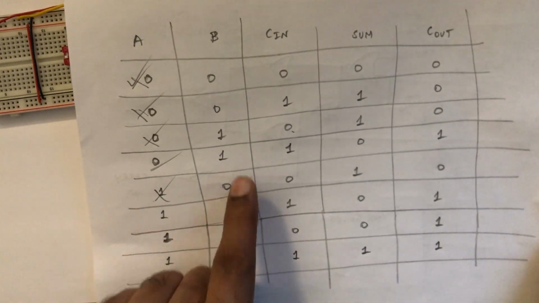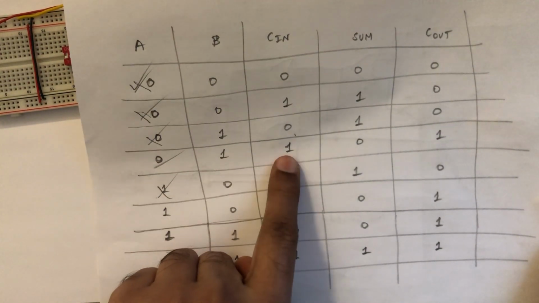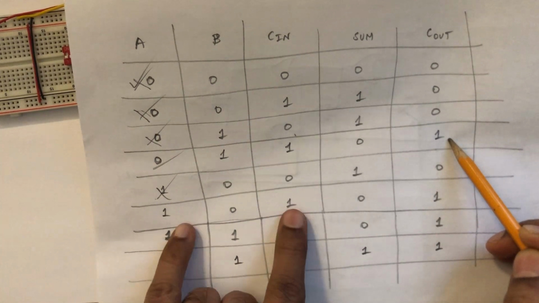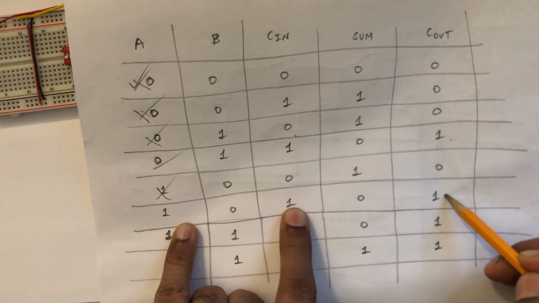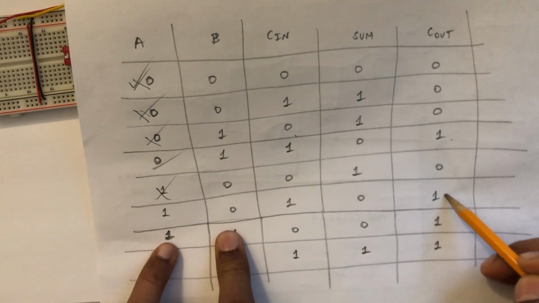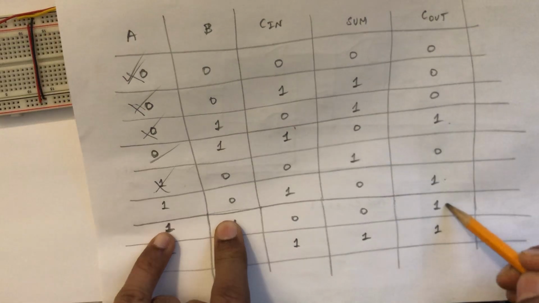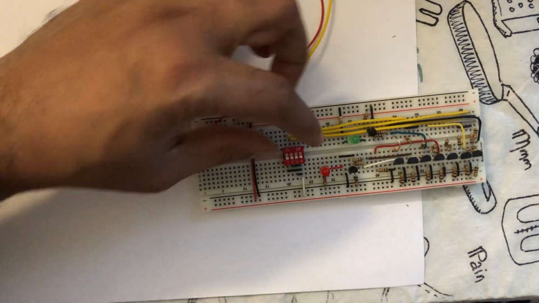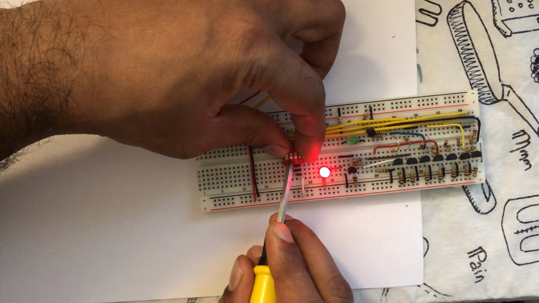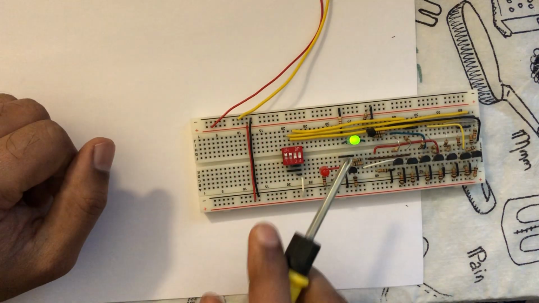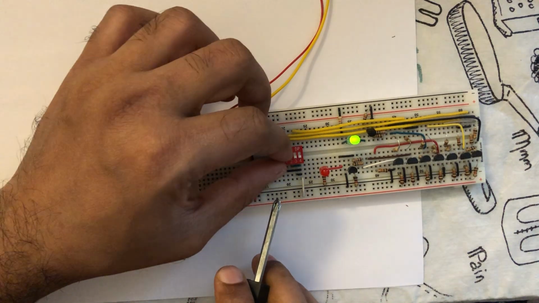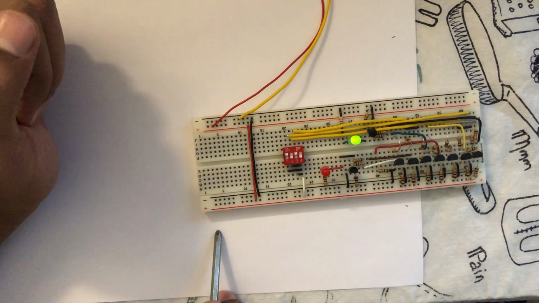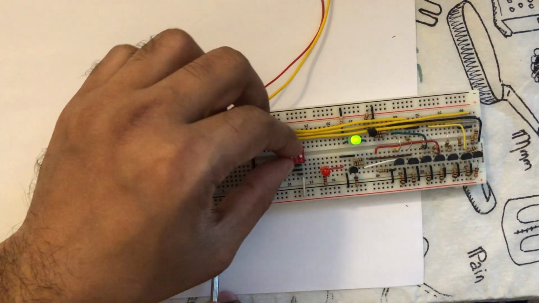Now the next one that we need to try is when B and C are turned on, the carry should be on, or A and B, or A and C. Any two switches on, then the carry should be on. Let's try that. I'll first try with A and B. We see that the carry is powered on. Now I'll go with A and C. Again we see carry coming out.